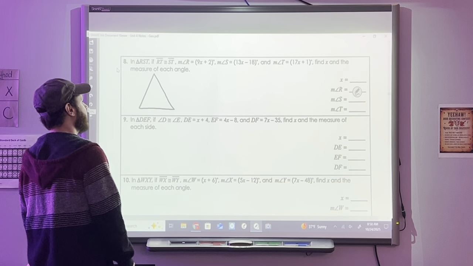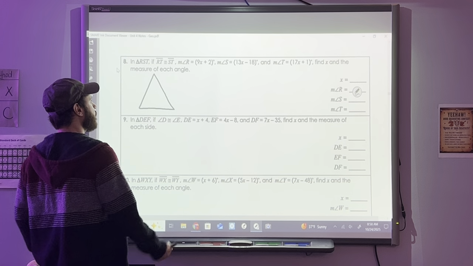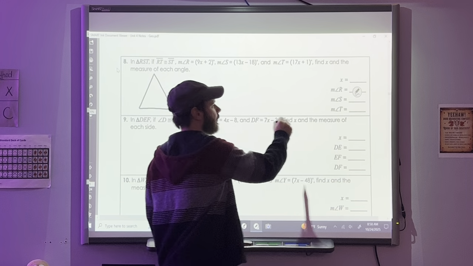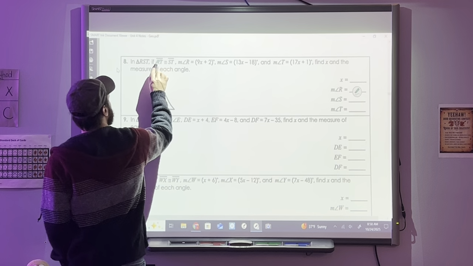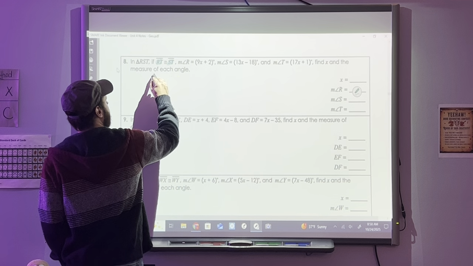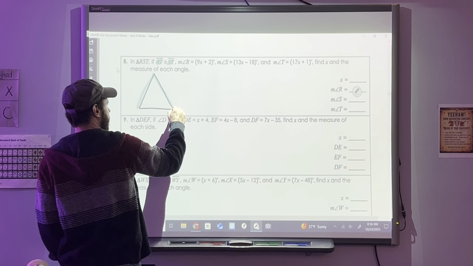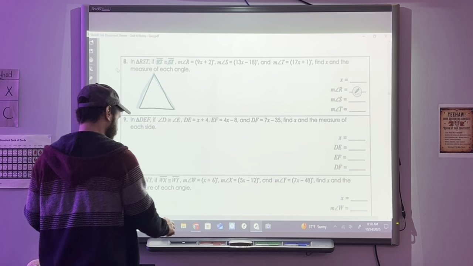Now, I need to figure out where to label. It said here that my congruent sides are RT and ST. That's this one and this one. That's how I always set it up.